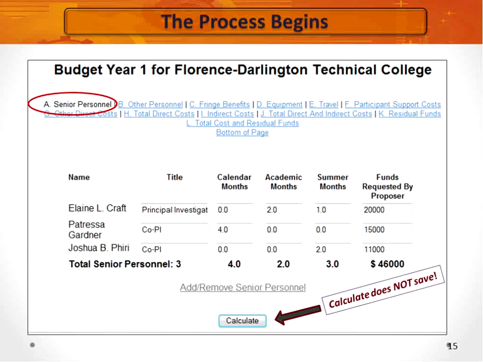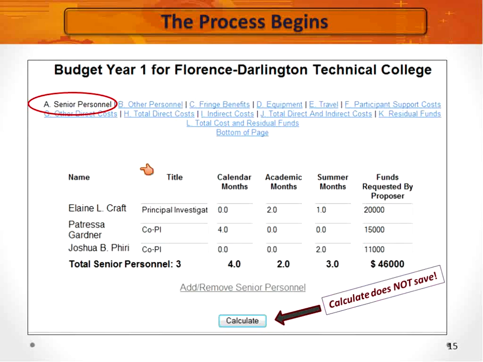You will start by entering senior personnel, Section A of the budget. Now you see here Section A, senior personnel. You don't actually enter these names. Here are the names, but we didn't actually enter those names into the form. You actually select the names from a list who have been previously registered for your institution.